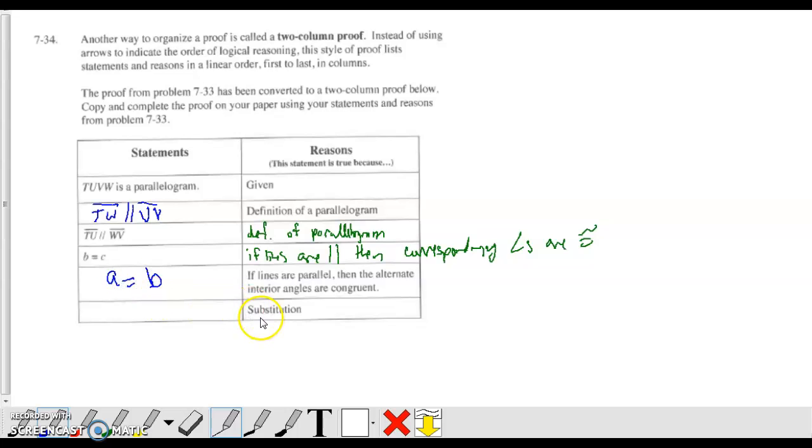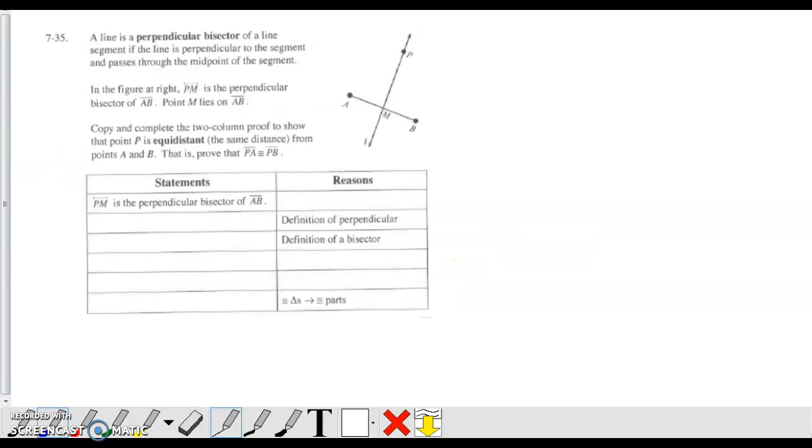And then ultimately, what are we trying to prove? We're trying to prove that A was equal to C. So by substitution, I get to write this information out. A is equal to C. So again, this is just another way to write down some flowcharts. So let's give it another whirl. Again, this is kind of a fill in your own.